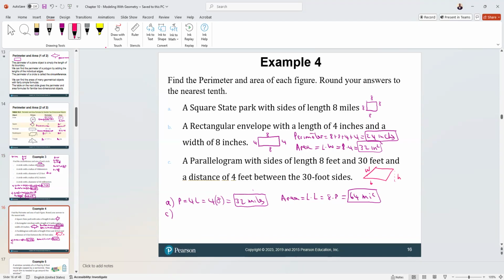A parallelogram with sides of length 8. Remember, you have the length and 30 feet of distance. You have the base. And 4 feet between the 30 feet. So that's the height, right? So we have the height. So for an example like this one, because it's a parallelogram, the formula for it, we just need to multiply them, guys. So we said it's in terms of perimeter.